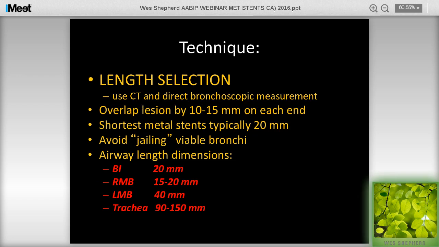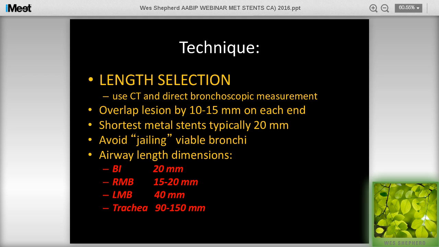So let me speak just a little bit about stent selection in terms of length and diameter. I think for some of you, this is fairly straightforward and routine, but in choosing the length of the stents, regardless of the stent type, typically you'll use your CT scan imaging and, probably more importantly, direct bronchoscopic measurements. People have different techniques in how to measure. Oftentimes they'll use a rigid telescope or flexible scope and place it distally in the airway past the point where you'd like the stent to cover, and pull it back relative to some other fixed object, measuring it with a tape measure or something along those lines.